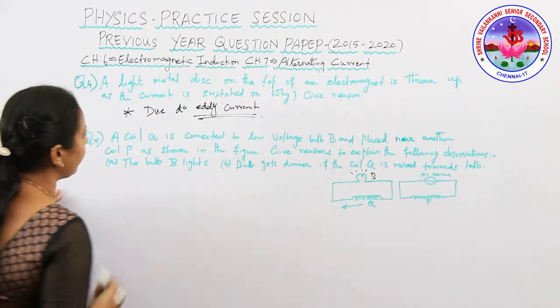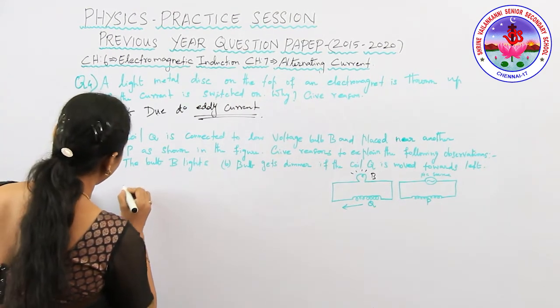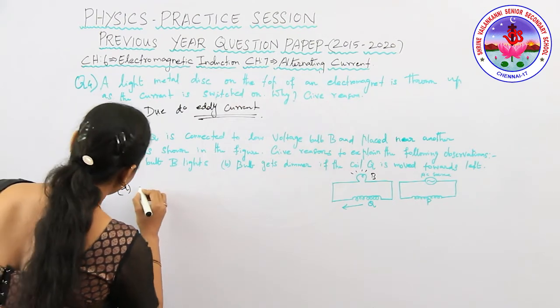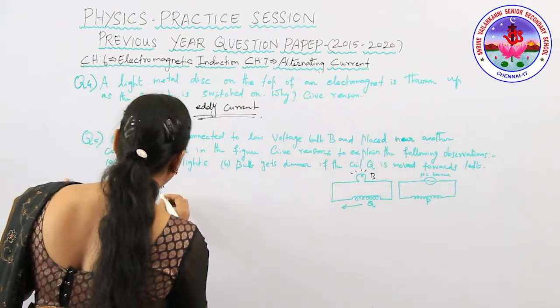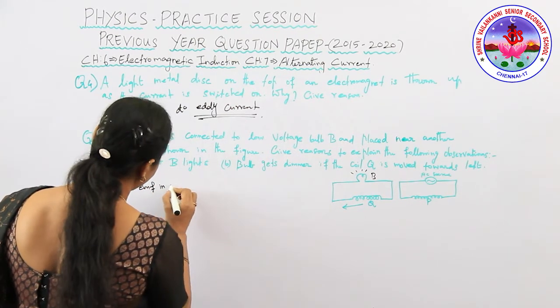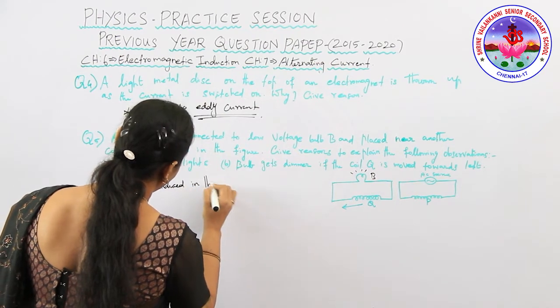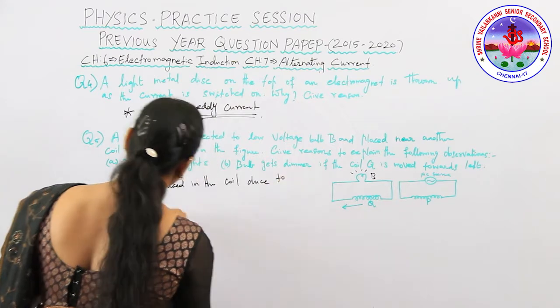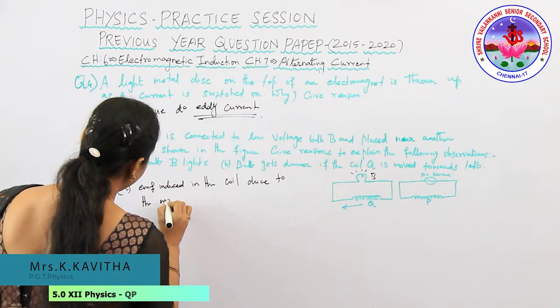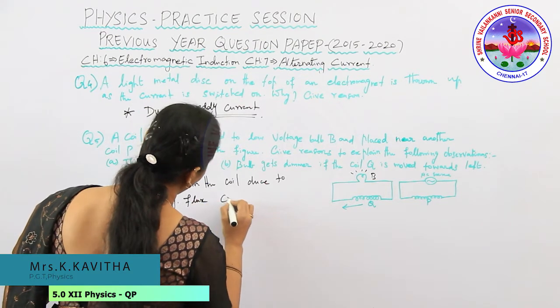First one is they have given the bulb B lights. The bulb B lights because of the EMF which is induced in the coil due to the change in the magnetic flux, the magnetic flux crossing through the coil.